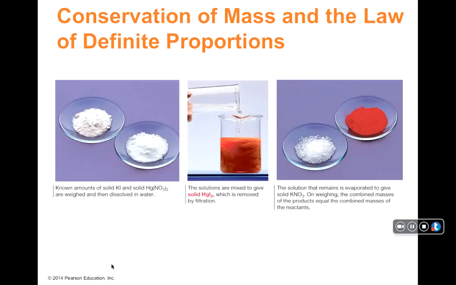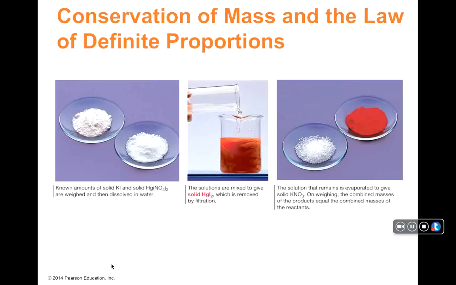this is going to describe a different reaction, but if we took some solid potassium iodide and solid mercuric nitrate and weighed and dissolved it into water, so it's being shown in the slide in the middle. So the solutions are mixed and they give a solid product of mercuric iodide. And then you can evaporate the rest and you get the other product, which is potassium nitrate.